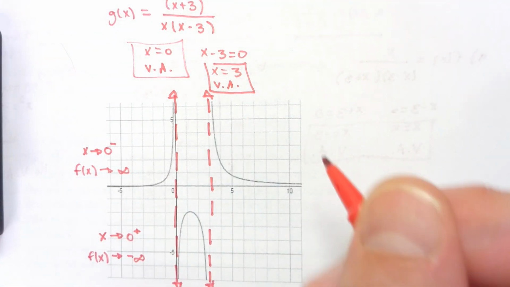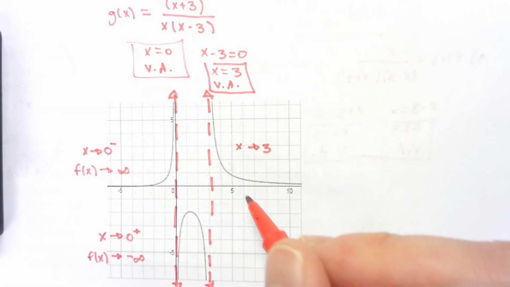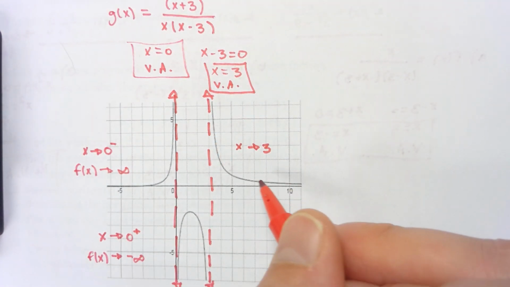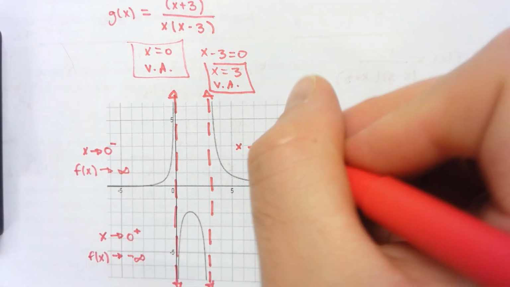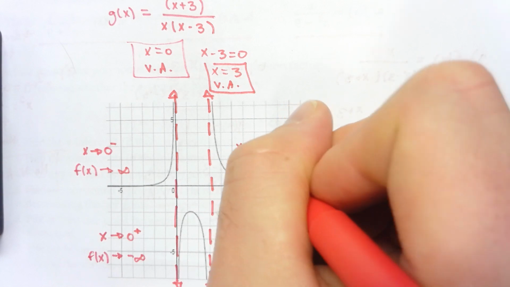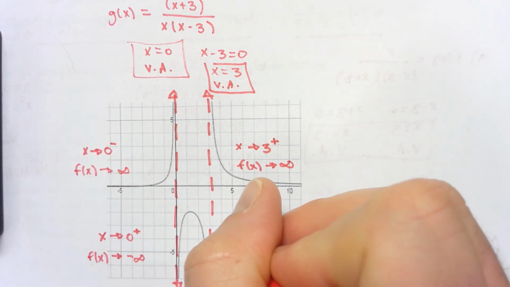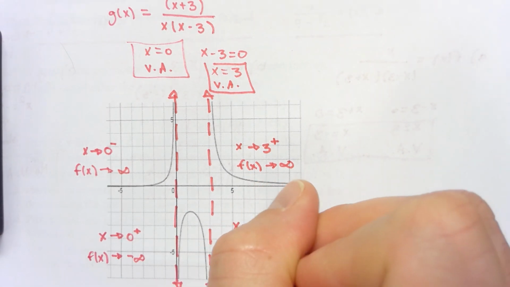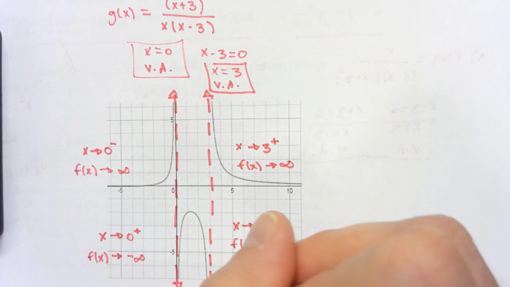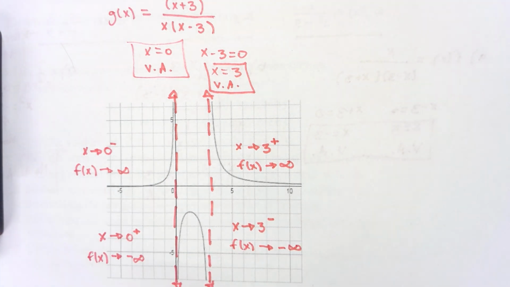And we'll do the same thing at 3. So as x approaches 3, which side am I approaching from over here? This is the right side, which is the positive side, and the function is going up to positive infinity. And then lastly, as x approaches 3 from the negative side, the function is going down to negative infinity.